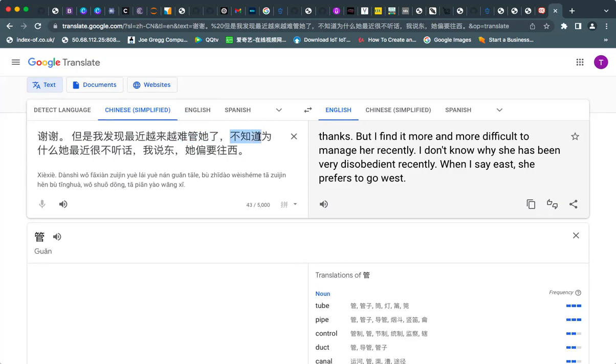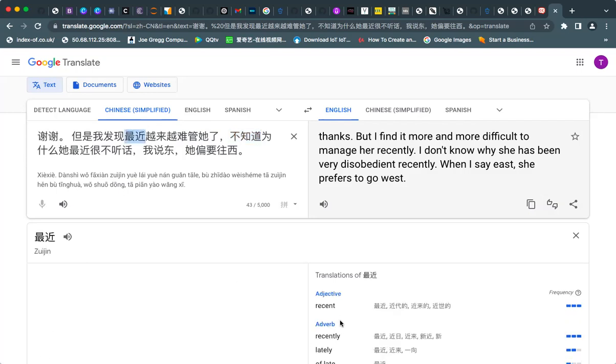不知道. Yes. Okay. What does 不知道 mean? 知道, what's it called? 知道 is now recent. Yes! 不, okay, 知道 is recently, so 不 would be not so recently. I think you should send me your address. You need me to come on over there. What are you saying? We have Zuijin for recently, right? Oh, that's Zuijin. Oh my gosh.